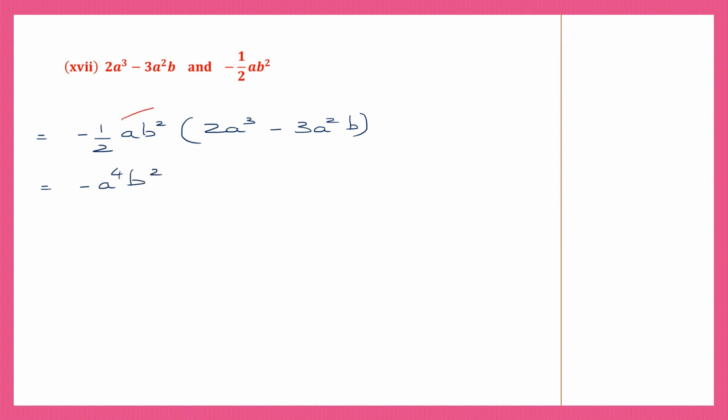Now we're going to multiply this with a second term. So that is minus 1 by 2 a b square into minus 3 a square b. Now let's be very careful with this. So let's first multiply the signs. Minus into minus is plus. Now we're going to multiply the numbers, 1 by 2 into 3. There's nothing to cancel. So we multiply the numerator, so it becomes 3 by 2.